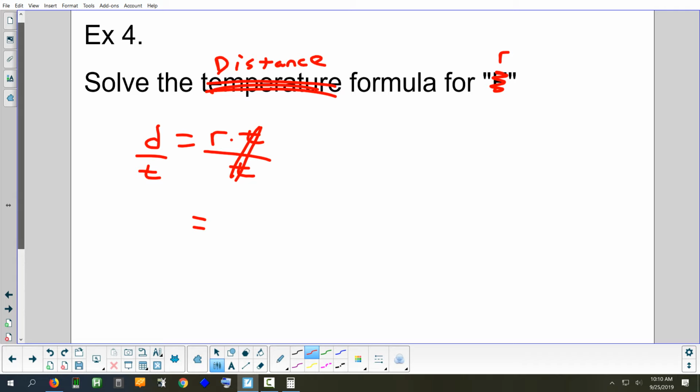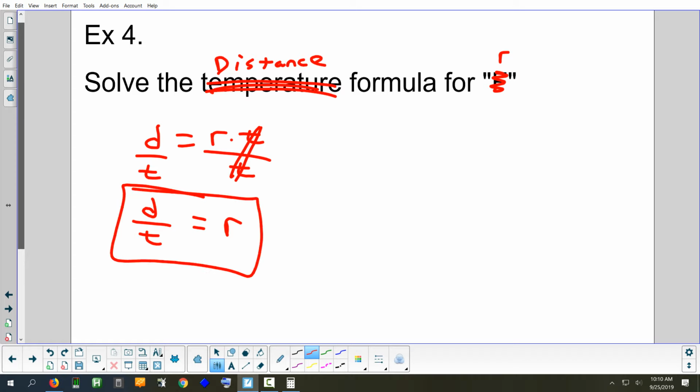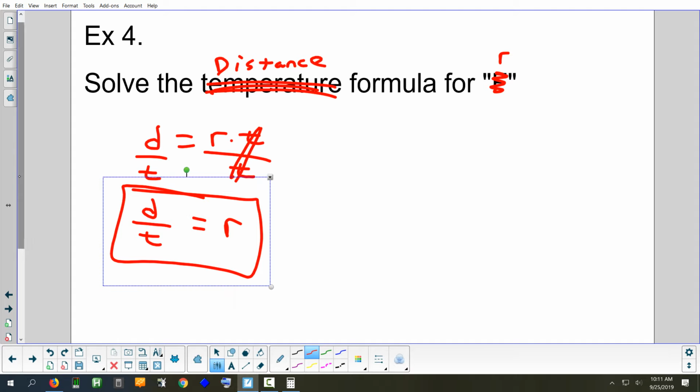All right, so what do I have now? How about on the left-hand side? D divided by T. Just D divided by T. You can't do anything with it. And what's on the right-hand side? R. And that's your answer. So we just came up with a formula. This isn't really a new formula. It's just the distance formula. All you did was move some stuff around. But now this formula can be used to give me the rate. If you tell me how far you went and how long it took you, I can tell you your speed, because now I've rearranged it to get R by itself.